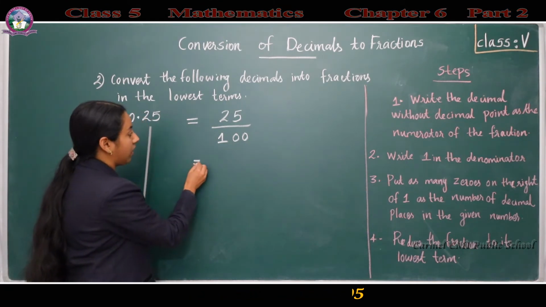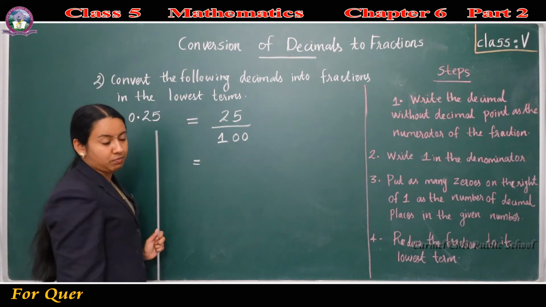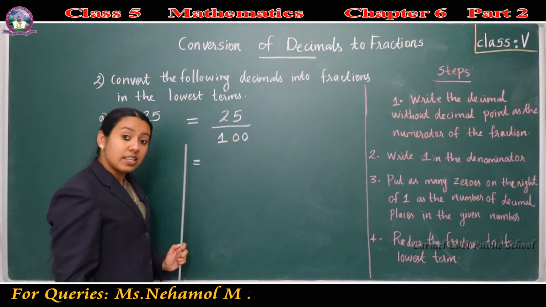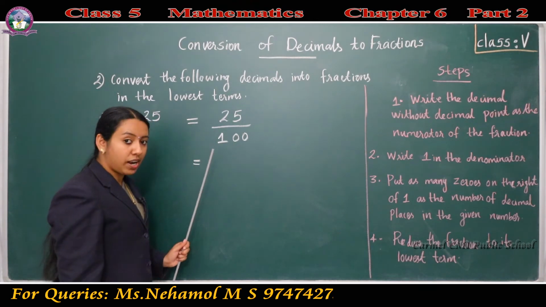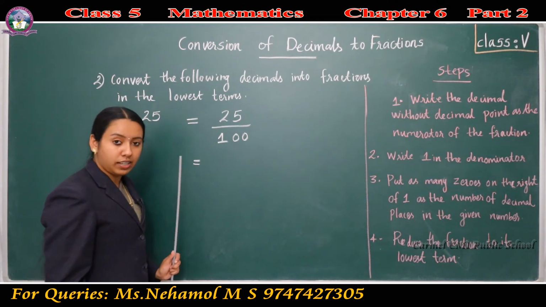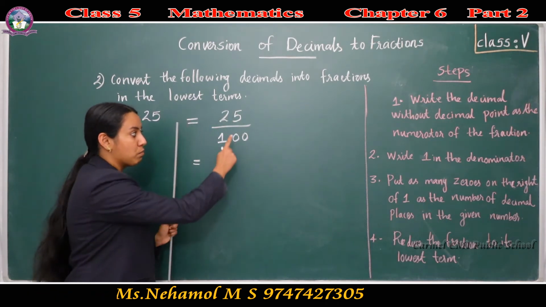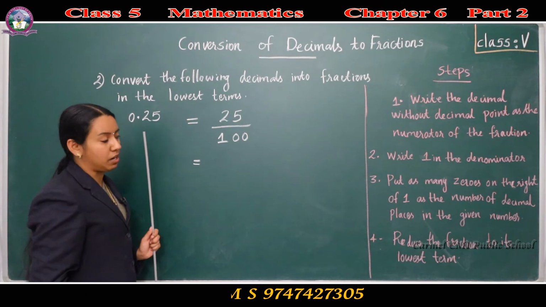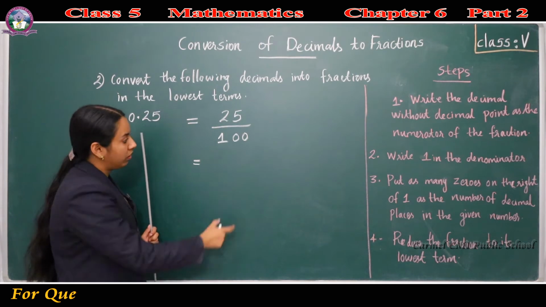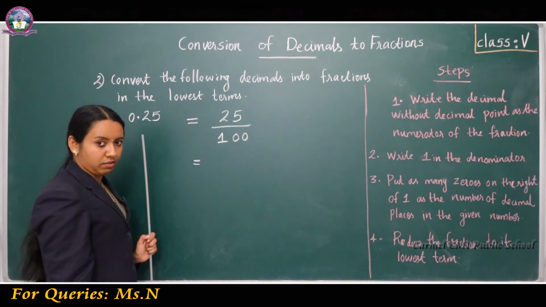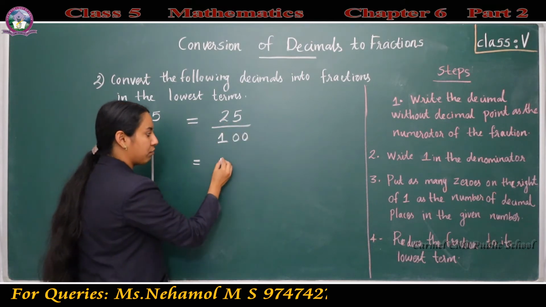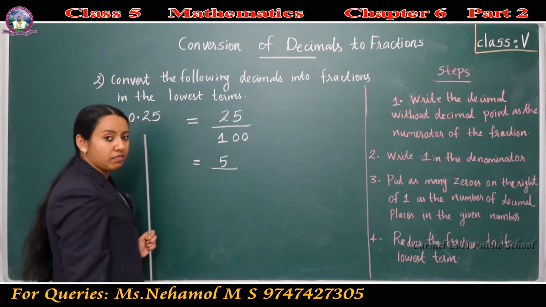Next step, we have to convert to the lowest terms. For that, we have to divide both numerator and denominator by the same number. You can take any number, but it should divide both numerator and denominator. We know that 25 is divisible by 5, and 100 is also divisible by 5. We studied the divisibility test. So 25 divided by 5 is 5.